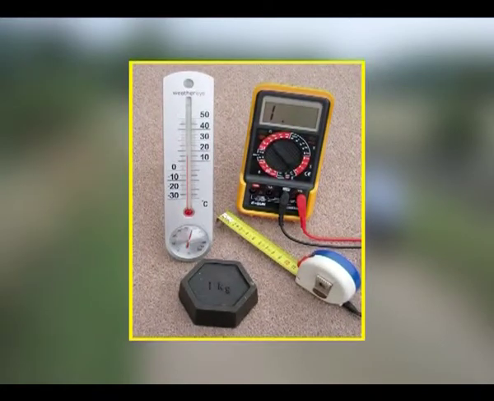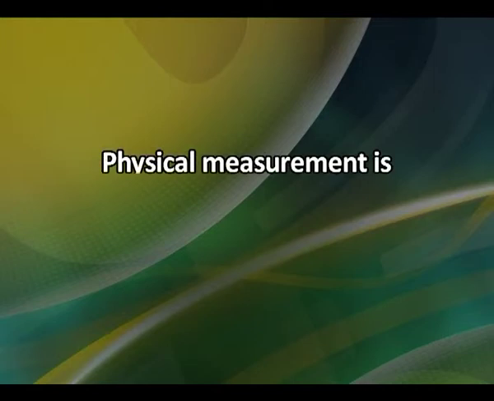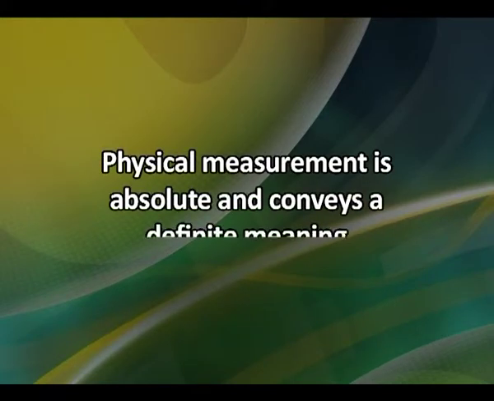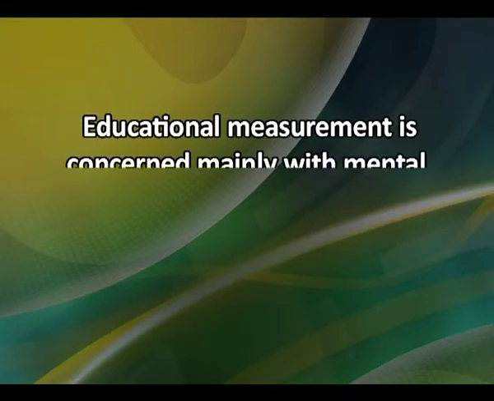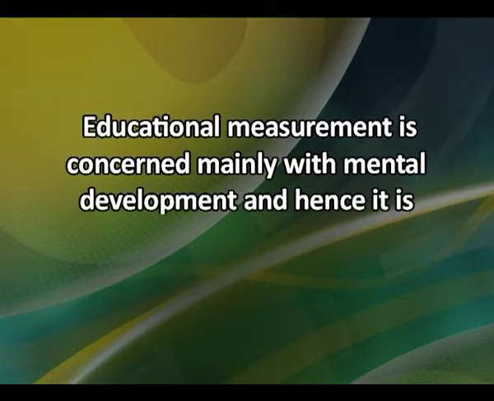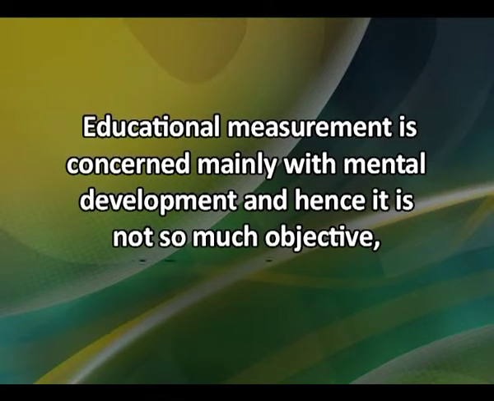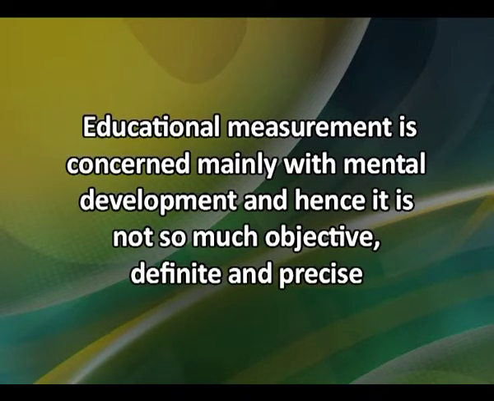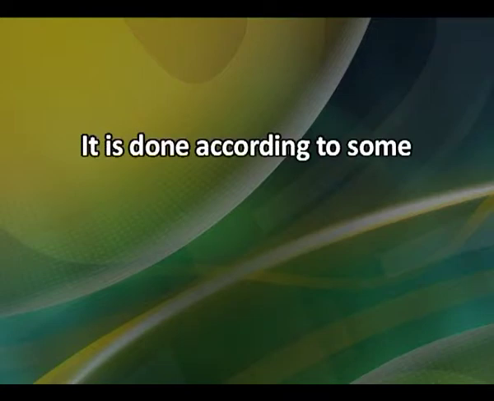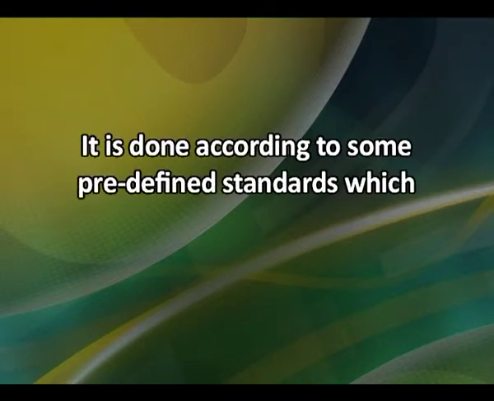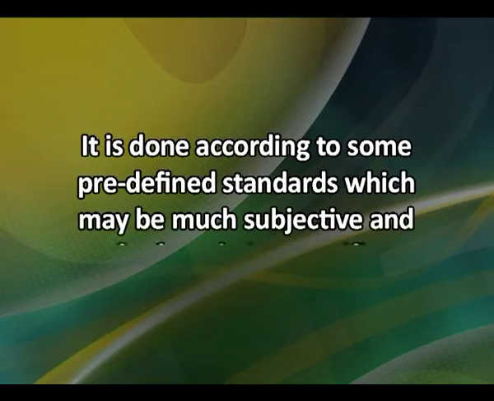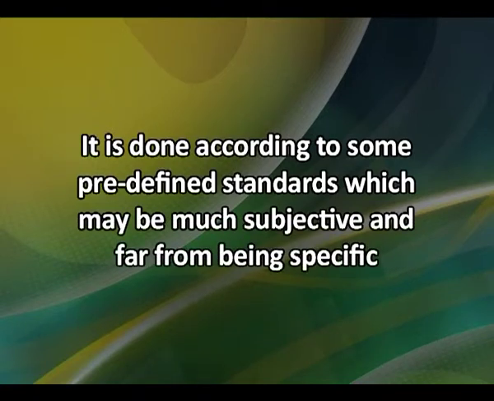In physical measurement, the unit refers to a zero point and is complete in it, and we can measure the whole amount. Physical measurement is absolute and conveys a definite meaning. Educational measurement is concerned mainly with mental development, and hence it's not so much objective, definite and precise. It's done according to some predefined standards which may be very subjective and far from being specific.